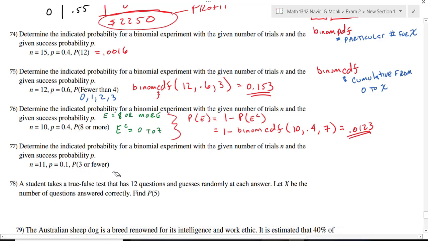Number 77. Determine the indicated probability for a binomial experiment with a given number of trials and successes. 3 or fewer. Would I use the PDF or the CDF here? I would use the CDF. What would x be on it? If you have only one, like x equals a particular number, you use the PDF. But if you want to go from 0 up to a number, use the CDF. 3 or fewer means 0, 1, 2, or 3. So this would be the binomial CDF, where n is 11, p is 0.1, and x is 3. And when we put that in our calculator, we get what?